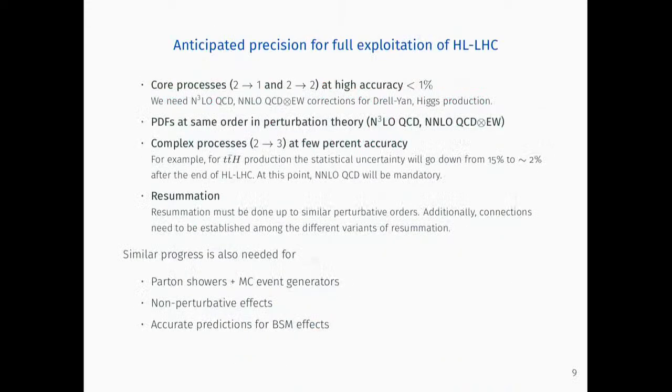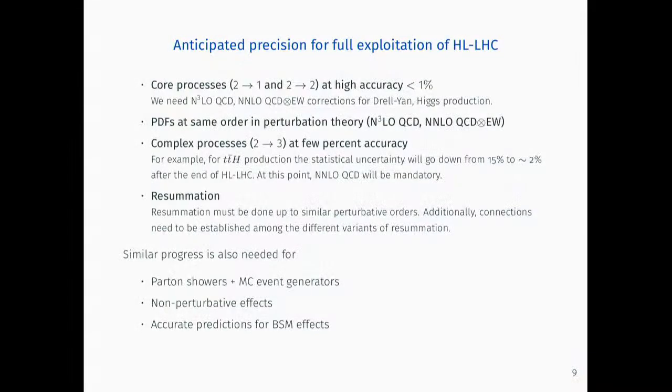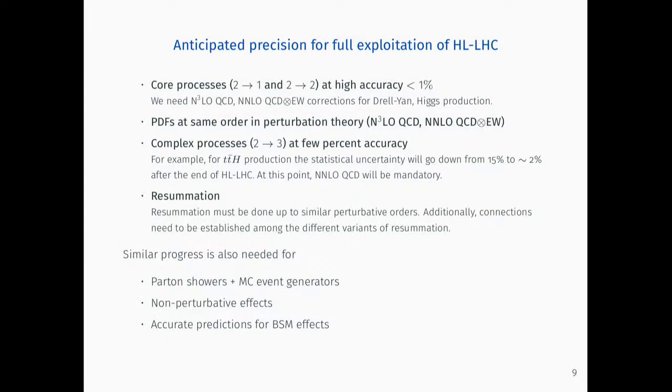Okay, so with that small motivation, let's have a bigger picture: we are going to have some good colliders, for example, High-Luminosity LHC or FCC or the electron-ion collider. For all of them, which processes should get how much precision? If we consider a core process like Higgs production or Drell-Yan production, then for those processes in those future colliders, we need precision below 1%.